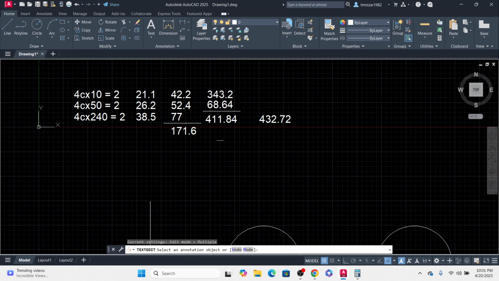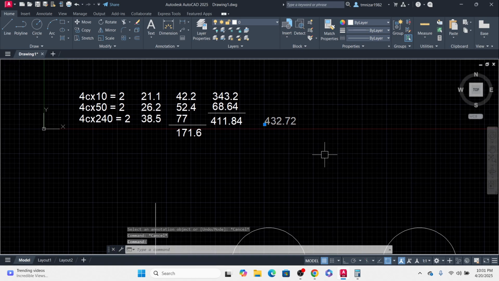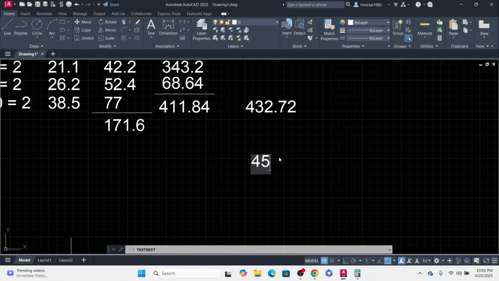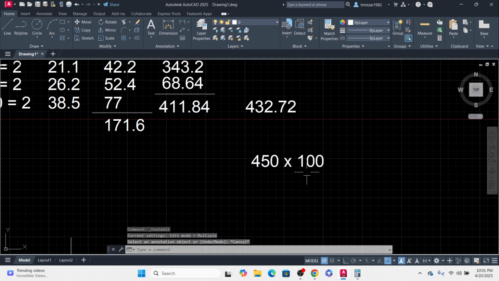And this is after drawing. By drawing, I got this one. So almost similar. So what cable tray size can we go with? Cable tray 450 by 100. This depends on what you have in the market.